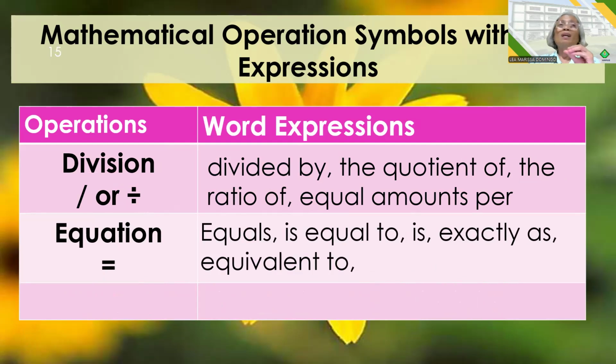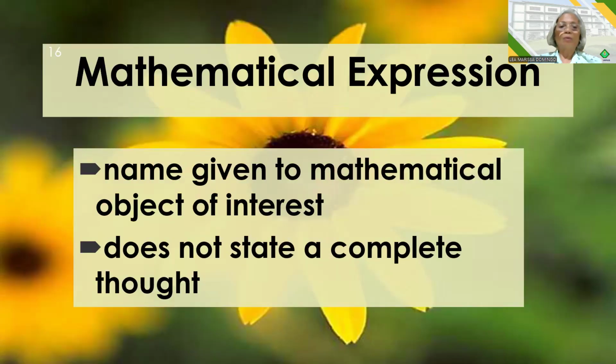And finally, for equation, we see equals, is equal to. So when we say is equal to, we don't use S in equal, okay? So we never say is equals to, grammatically incorrect yun, no? So we say is equal to or equals to, exactly as, equivalent to. So yun yung mga indicators na equation yung meron tayo.